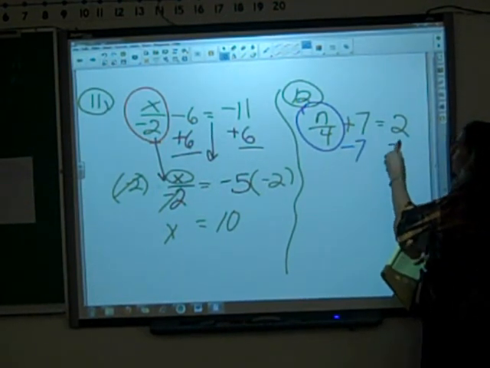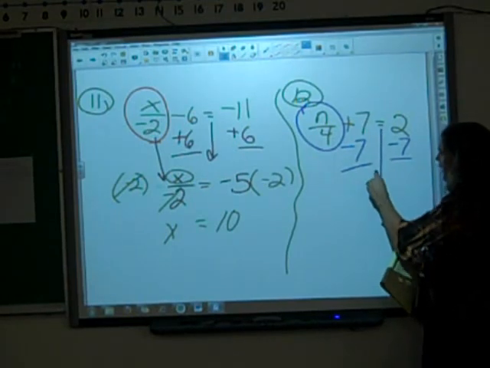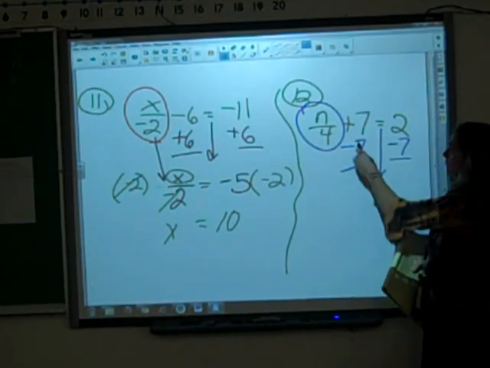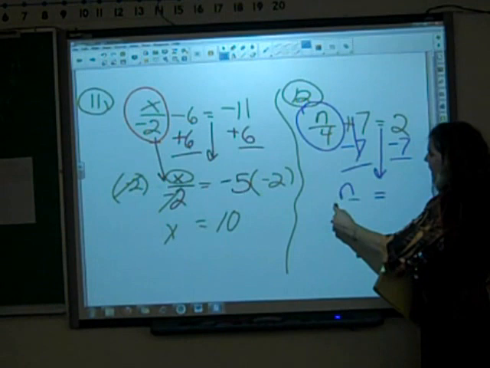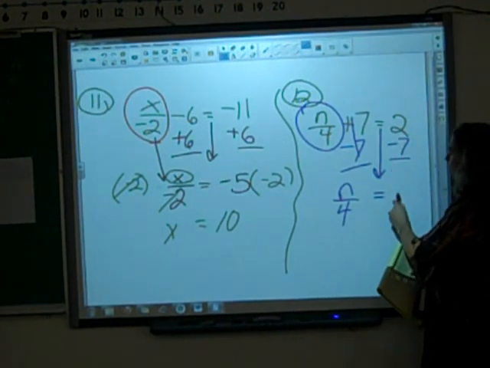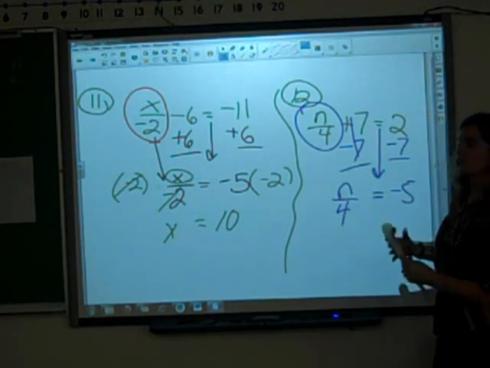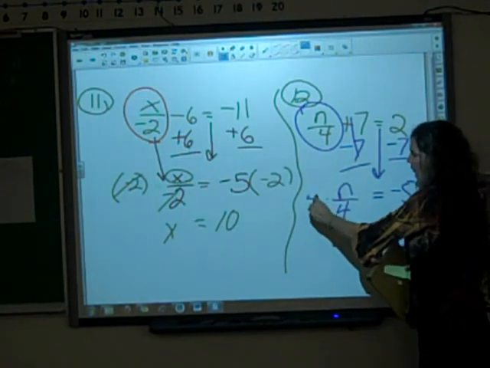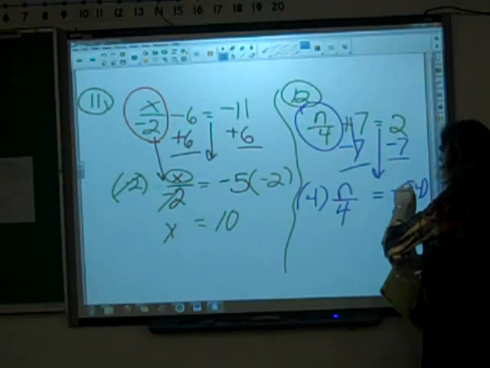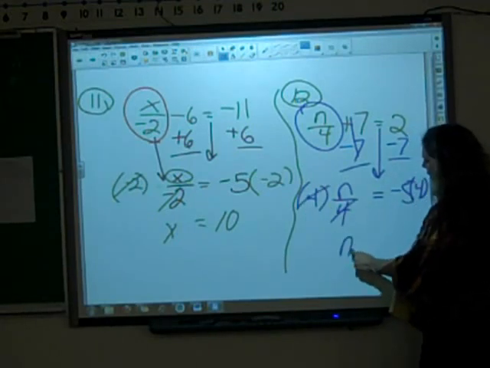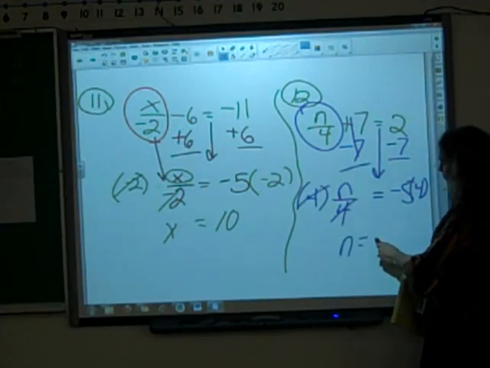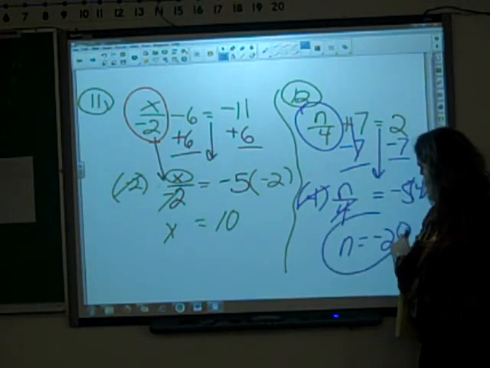You do it to one side, subtract 7. On the other side, bring the equal sign down. n divided by 4 equals negative 5. Now you have division. The inverse, how to undo division, is to multiply by 4 on both sides. And we get a 1n. Negative 5 times 4 is negative 20.